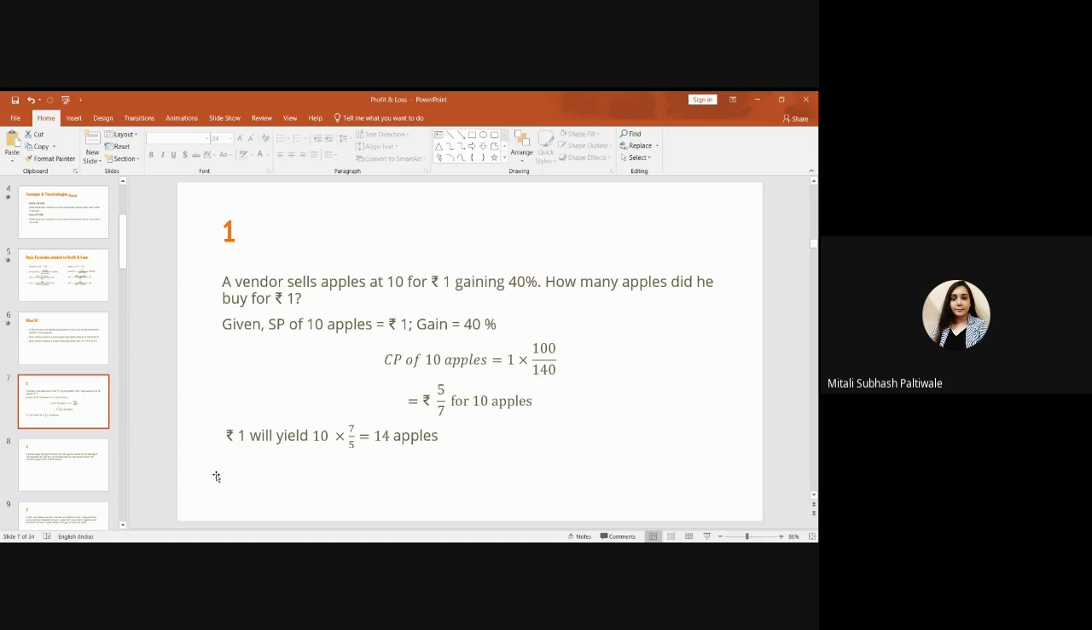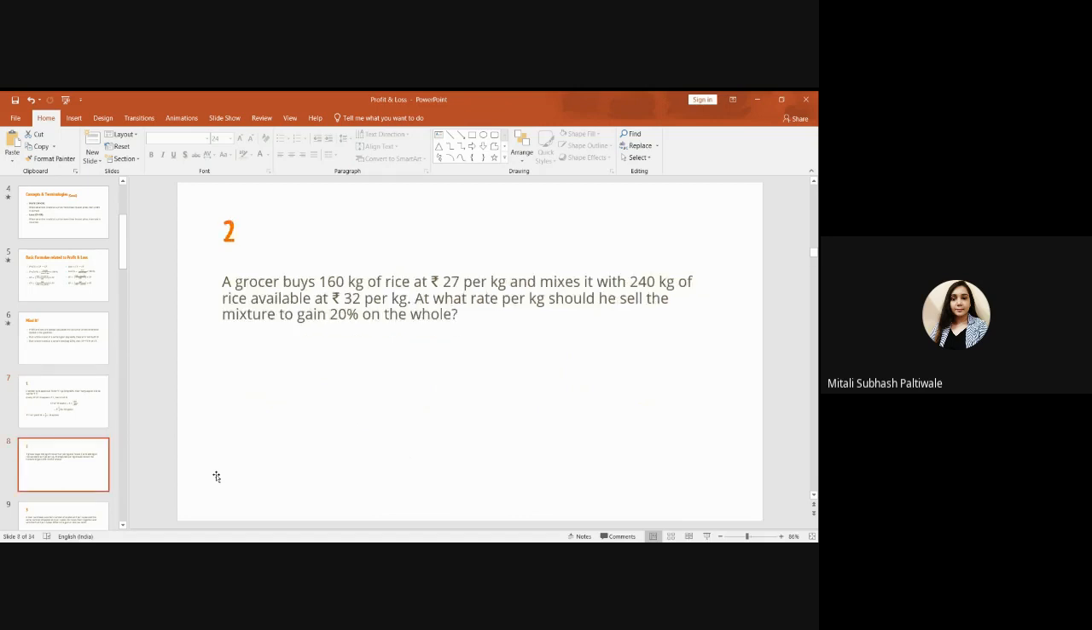Okay, now let's move a little more ahead with some other examples. Here is a question which says a grocer buys 160 kg of rice at rupees 27 per kg and mixes it with 240 kgs of rice available at rupees 32 per kg. At what rate per kg should he sell the mixture to gain 20% on the whole?